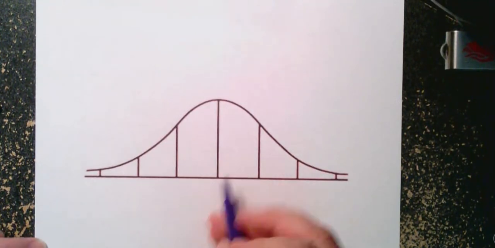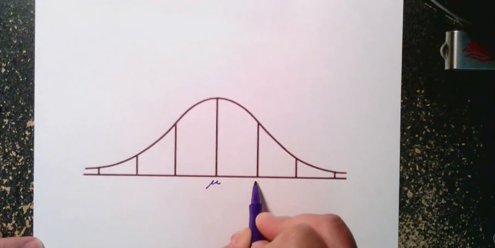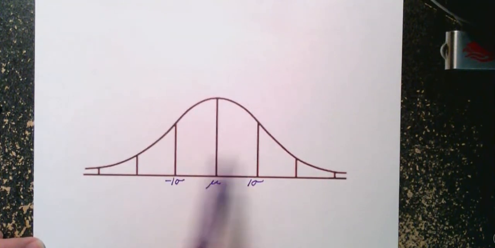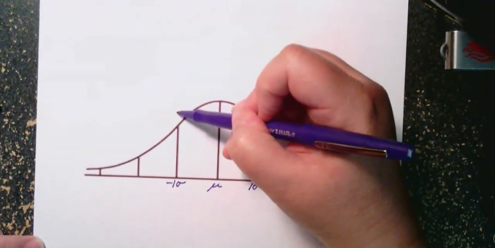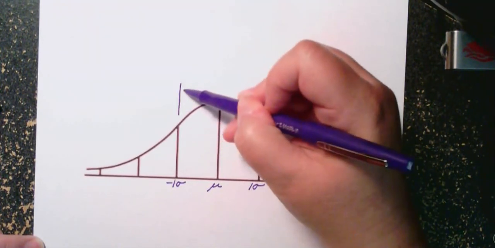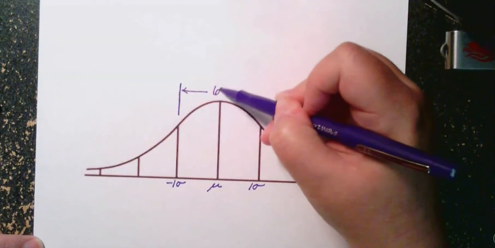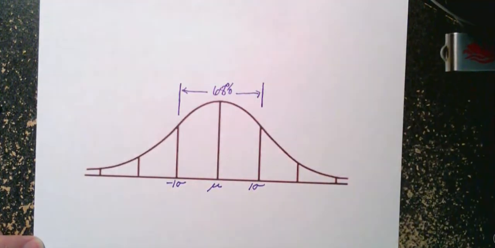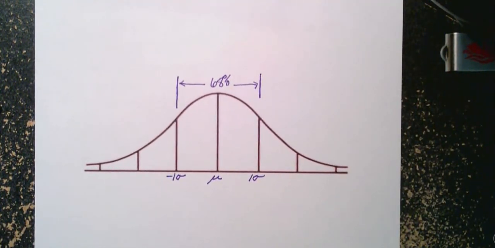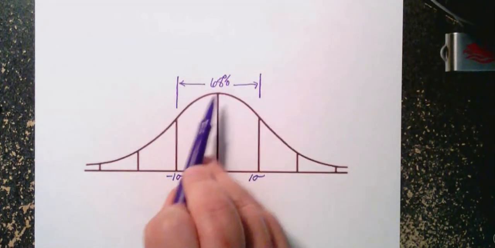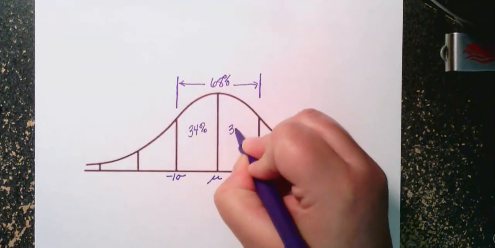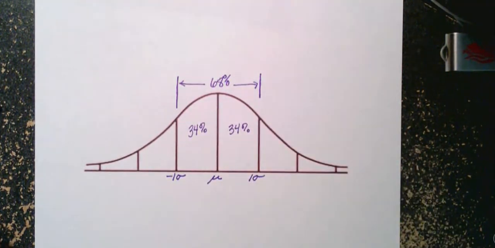Okay, so here's the mean, and here's one standard deviation above, and here's one standard deviation below. So 68% of the data is going to be from here to here. Now it's nice that it's symmetrical because that tells me that if I cut 68 in half, I should expect 34% of my data to be right here and another 34% of my data to be right there. So that's 68% of the data.